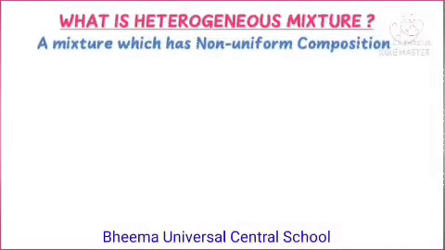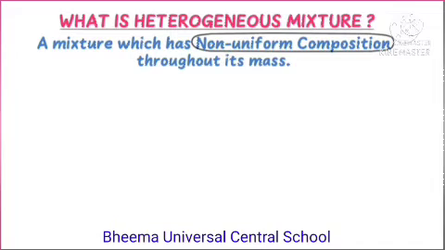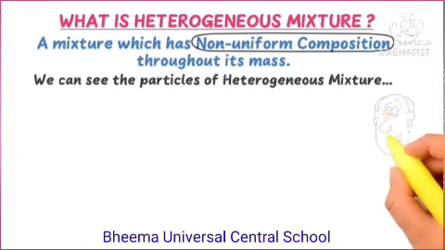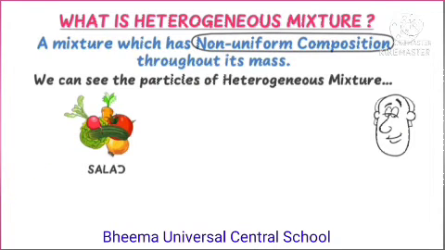Next, what is a heterogeneous mixture? A mixture which has non-uniform composition throughout its mass is called a heterogeneous mixture. It is a non-uniform composition in which we can see the particles through the naked eye. An example of a heterogeneous mixture is salad. If we mix different vegetables physically, we get salad. We can easily identify the ingredients of salad.